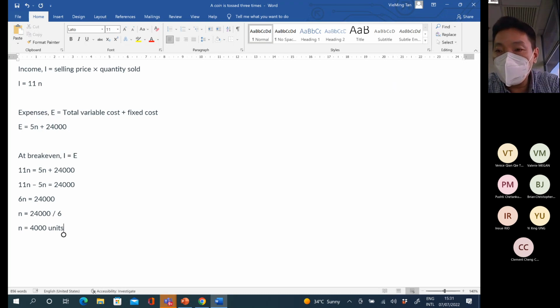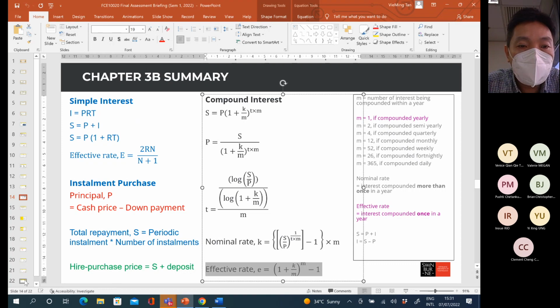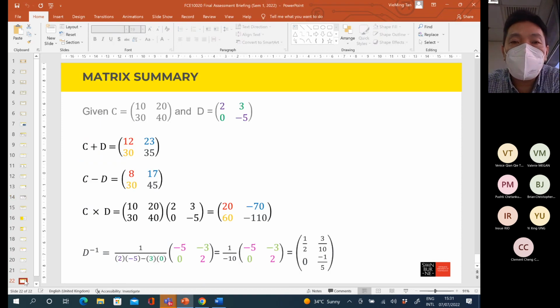Okay, so we have already done the discussion for all the chapters except matrices. What are the sections that you need to know? For matrices, you must know how to sum up two matrices. We can only sum up two matrices when both matrices have the same number of columns and number of rows. Very important. Then we can sum up.